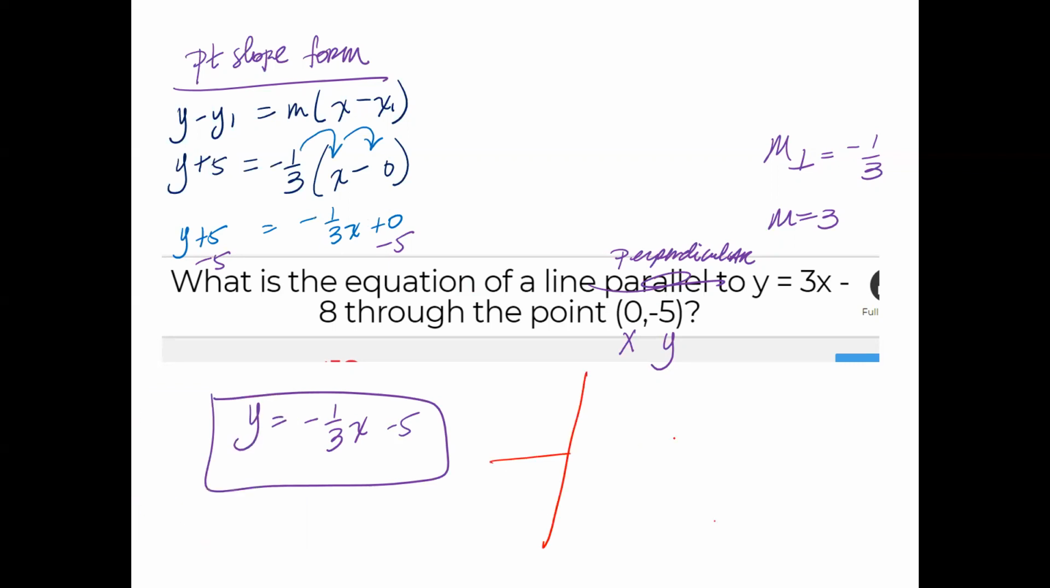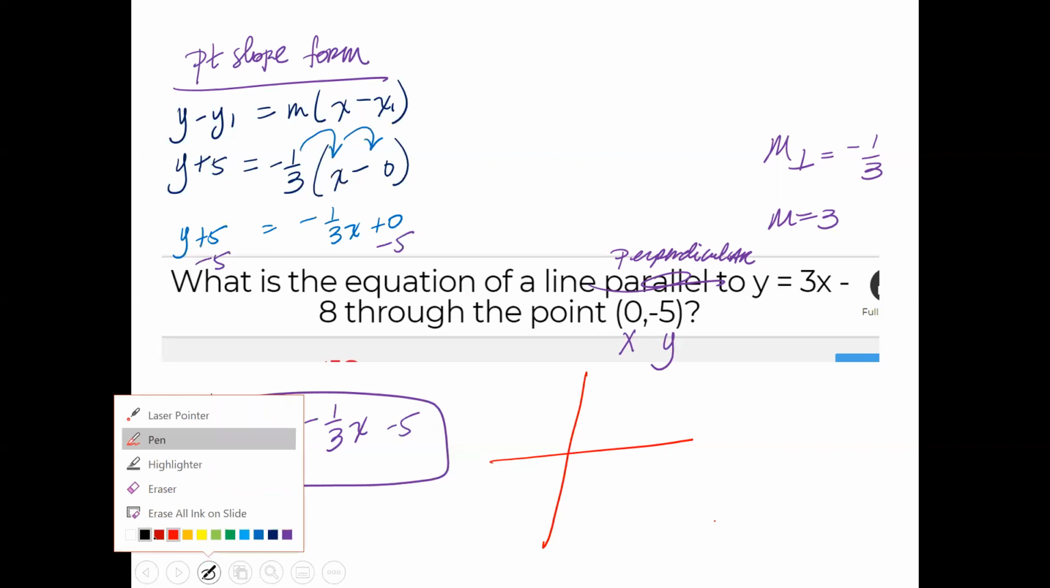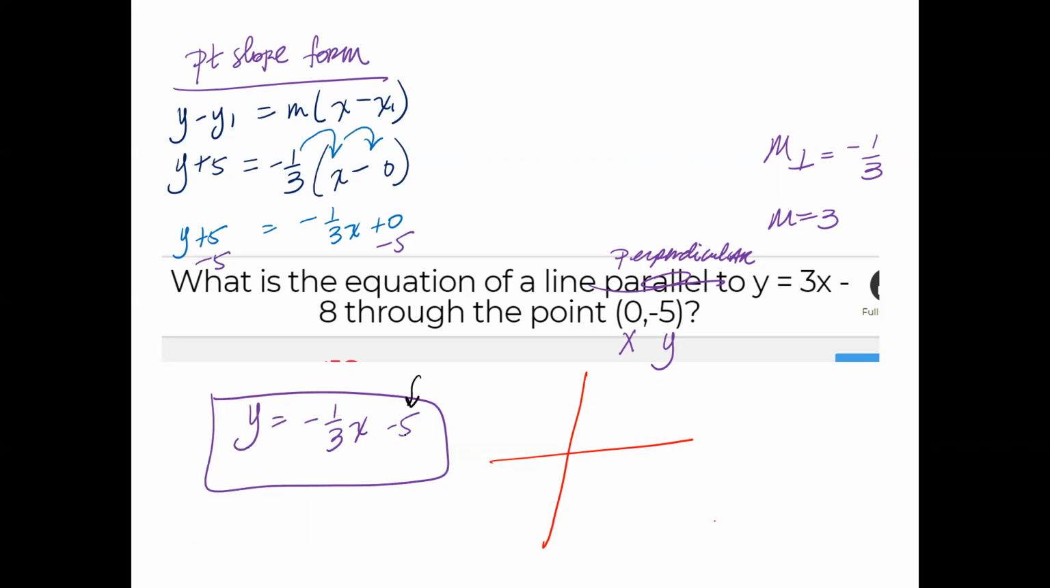So let's go ahead and graph this. You always start off with a y-intercept at -5. 1, 2, 3, 4, 5. Put my dot right there. My slope is a -1/3, which means I'm going to go down 1 over to the right 3. So go down 1, 1, 2, 3. I'm running a little bit of space. I can go up 1 as well. Go up 1, 1, 2, 3. And this right here is my line.